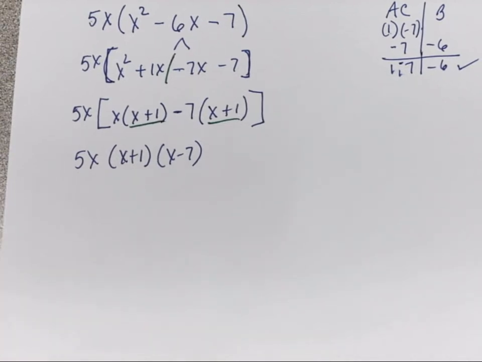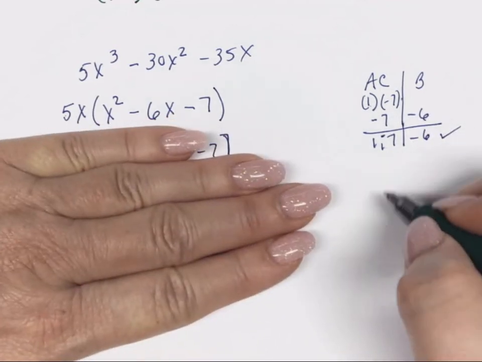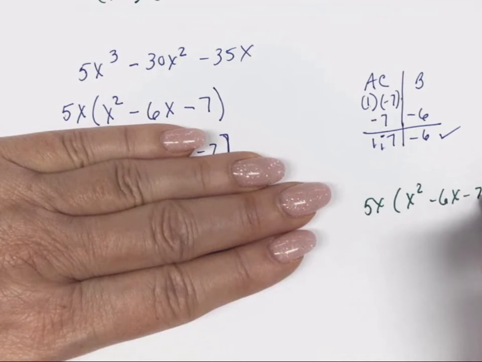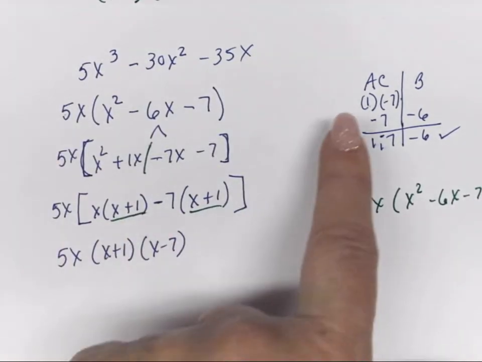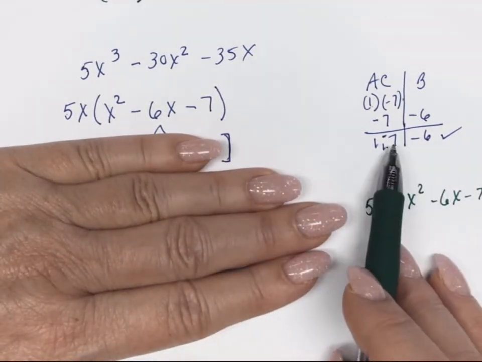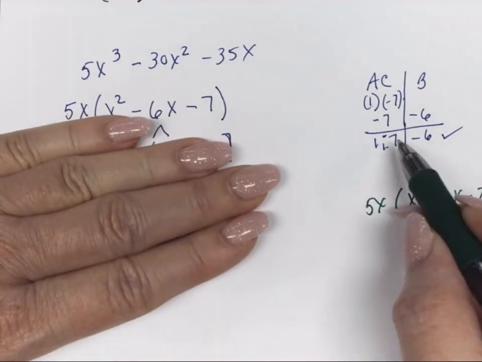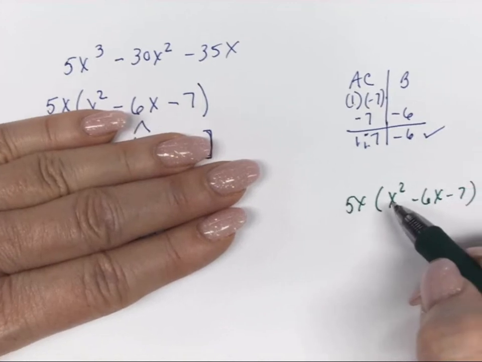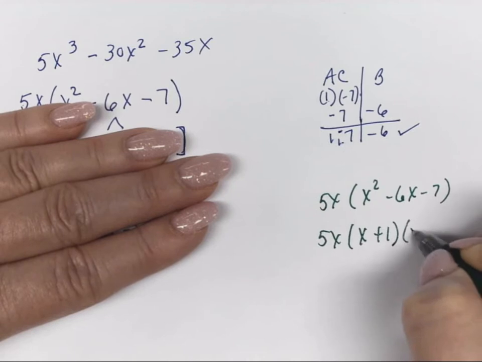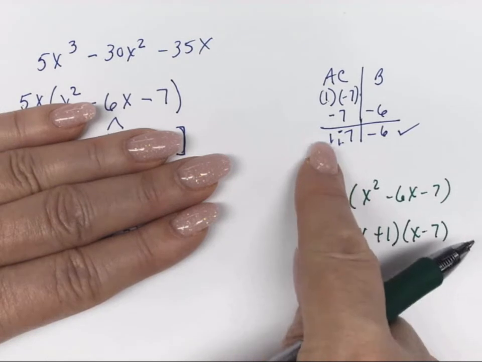So let me just point out what you could have done. Let's rewrite this over here. So we had 5x times x squared minus 6x minus 7. If you're understanding the concept of the 1 out front, once we found our factors, instead of doing these 3 steps, we can skip those. We could go, oh, there is a 1 in the front of my x squared, so I can just write this as x plus 1, x minus 7, knowing that I had a 1 out front for my a.